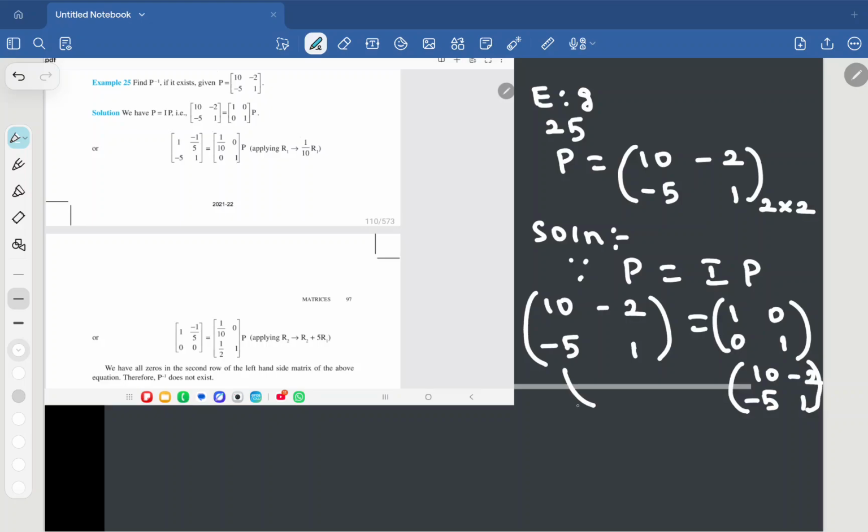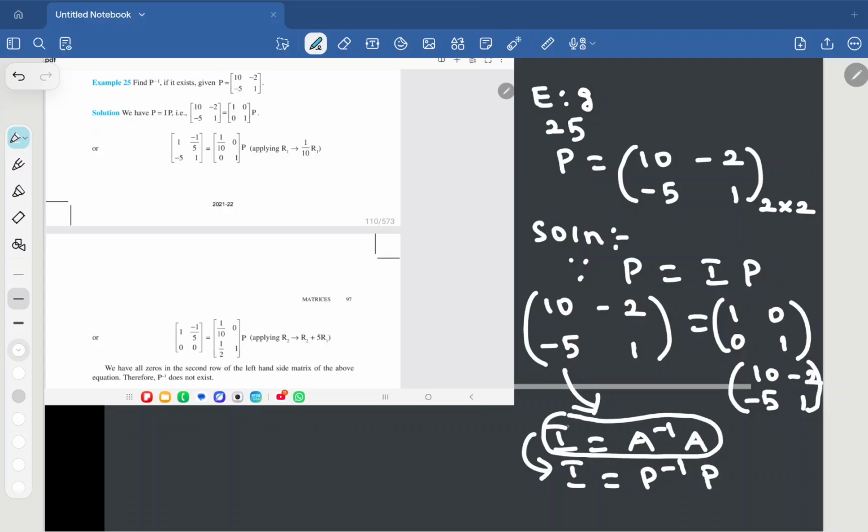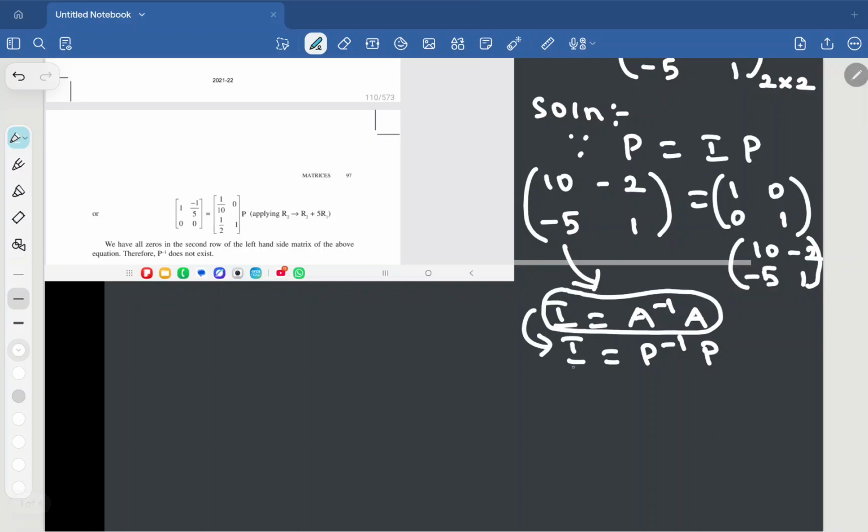We have to convert LHS of the matrix in the form of I. Therefore, we can write I as A inverse A. Here, the problem is in the form of P. Therefore, I equal to P inverse P. This is one of the important results. A inverse A is nothing but I, the identity matrix. If you convert LHS of the matrix in the form of I, we can easily find from this I, which is equal to P inverse P.